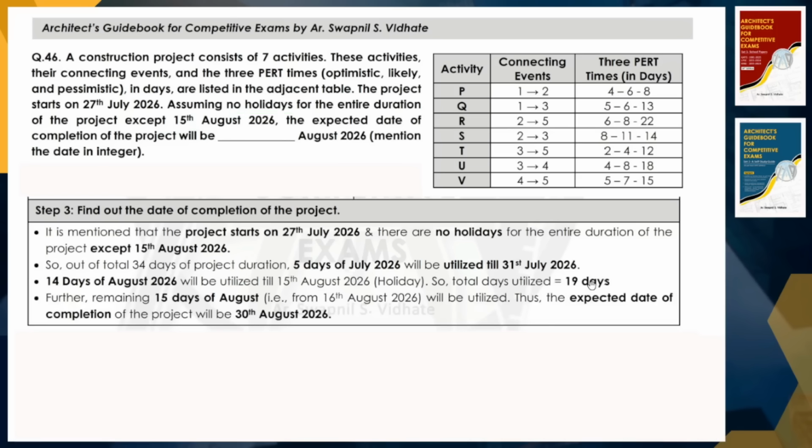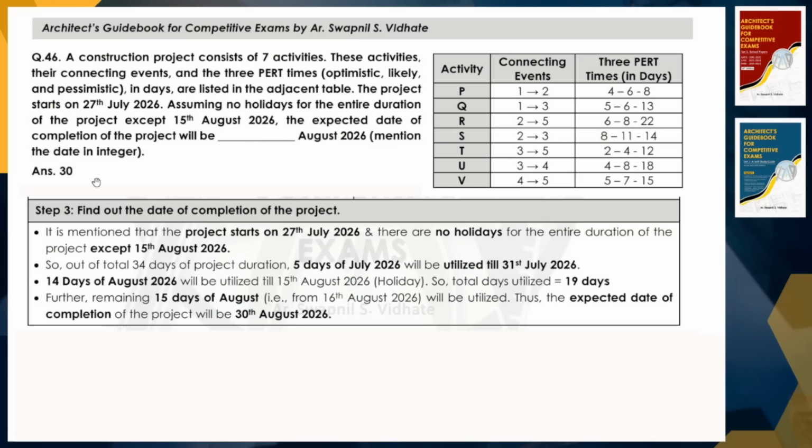So what are the remaining days? 34 minus 19 will be 15 days. Because there is a holiday on 15th August, we will start the work again on 16th August. So total 15 days from 16th August, we will complete the project on 30th August, right? So what they are asking, the expected date of completion of the project, will be 30th August 2026. So we need to put the figure as 30 in the final answer, right?